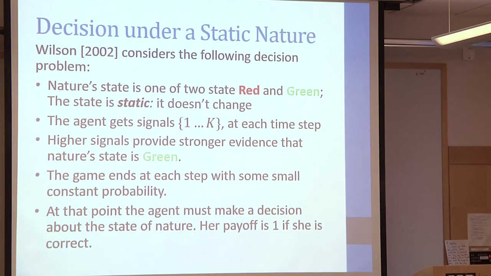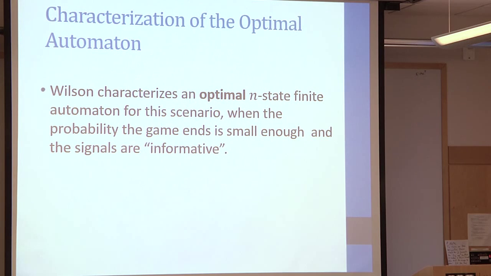Okay? So the point is that the agent is going to be bounded. We're going to think about him as a finite automaton, and what Wilson does is finding, given any number of states, any number of n states, she describes exactly the optimal thing an agent should do with these n states. Say I tell you you have to use a finite automaton with 10 states. Wilson tells you what's the optimal thing you should do with 10 states.